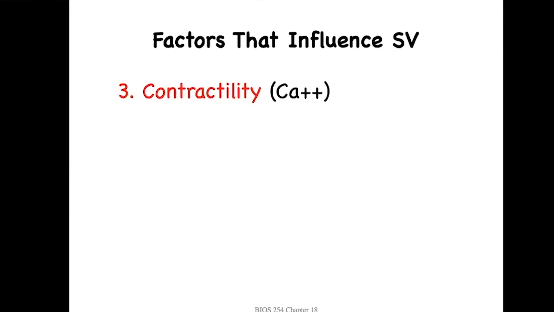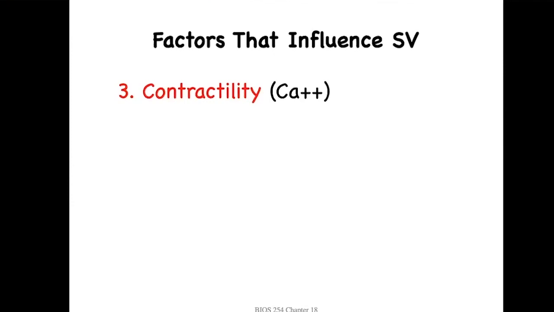Contractility, on the other hand, has to do with intracellular calcium levels. So this is unrelated to venous return or stretch. If you increase the intracellular calcium levels, you will have more calcium binding to the troponin, which will allow more myosin heads to bind with the actin, and this will increase the contraction strength.